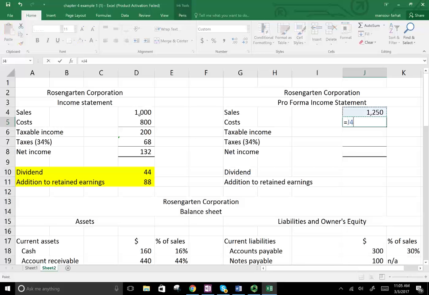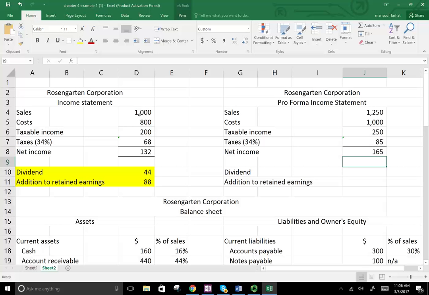Cost of sales is 80%. So we're going to take sales times 0.8. So the new projected cost of sales is 1,000. Now, taxable income is sales minus cost of sales. That's our taxable income, 250. We're going to have to pay taxes at 34%, so 250 times 0.34. That's going to give us the taxes. And 250 minus the taxes of 85 gives us our net income of 165.